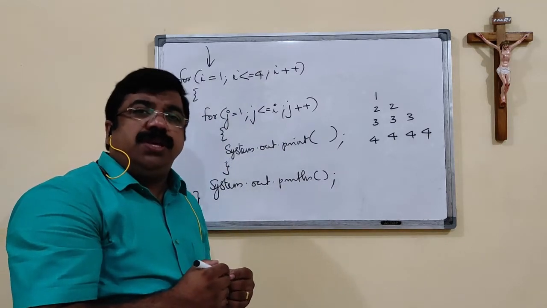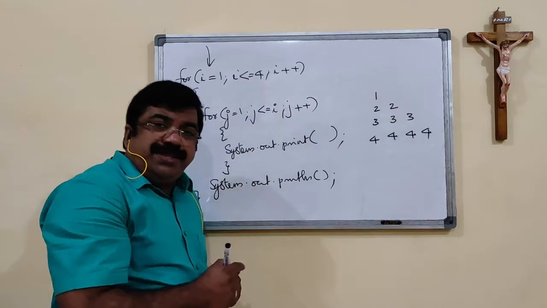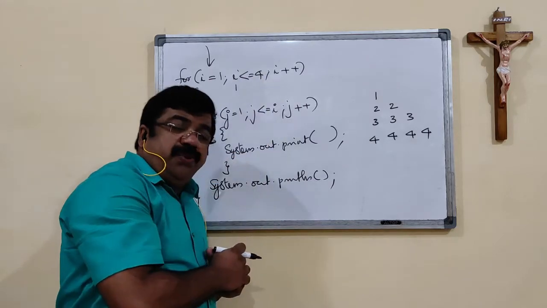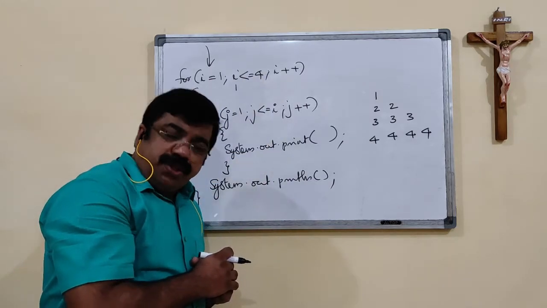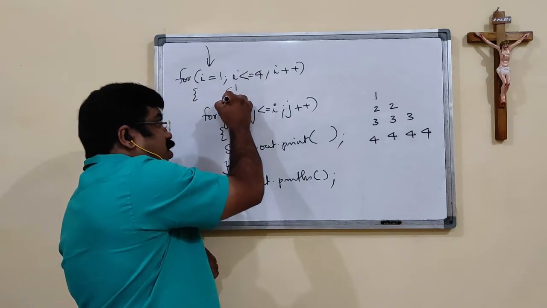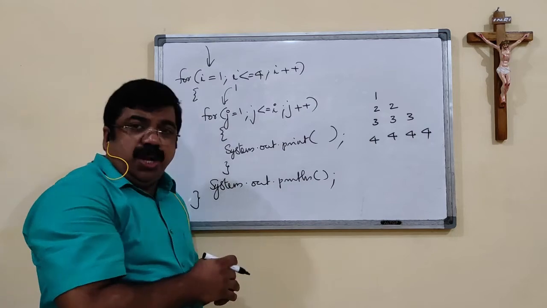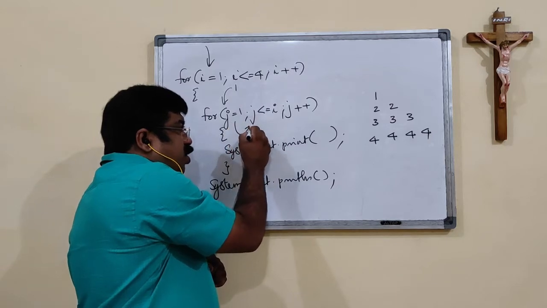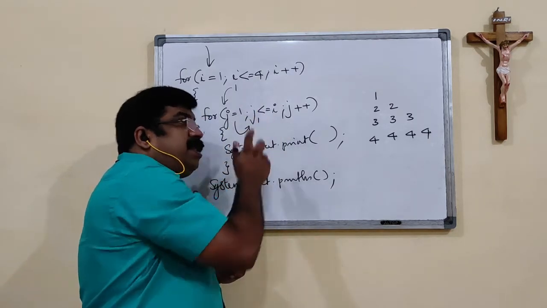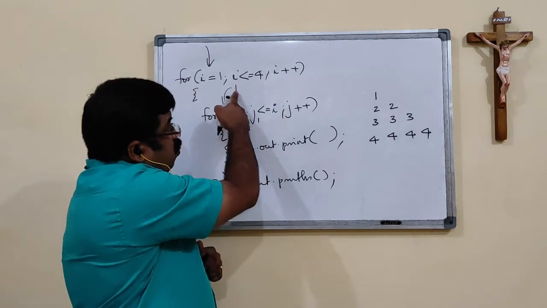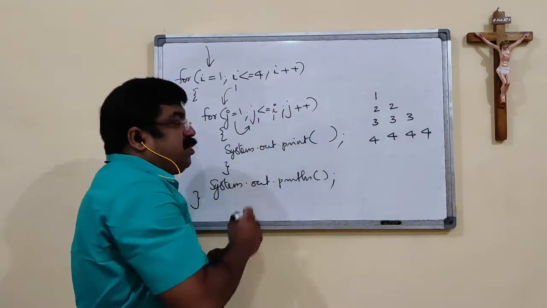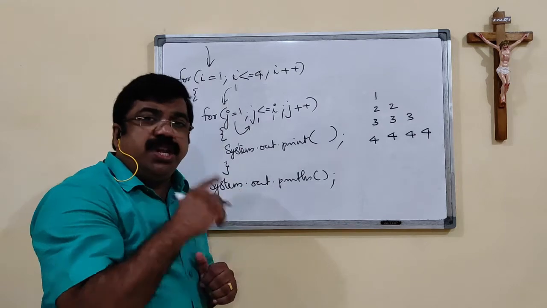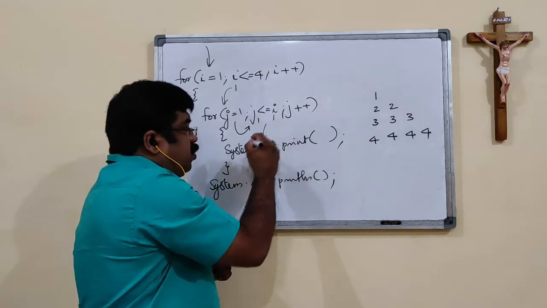As we saw in the previous program, i will get initialized. i gets the value 1. Checking now, 1 is less than 4. The condition is true. Since the condition is true, its body is executing. That body contains another loop. j gets the value 1. After initialization, it is checking whether 1 is less than or equal to the present value of i. What is the present value of i? 1. 1 less than 1 is false, but 1 is equal to 1. Since it is true, the body is executed.